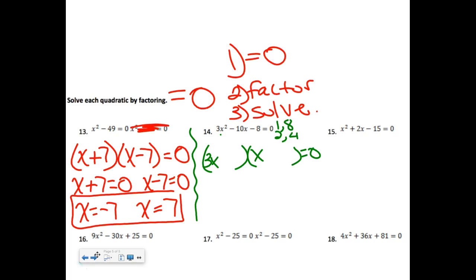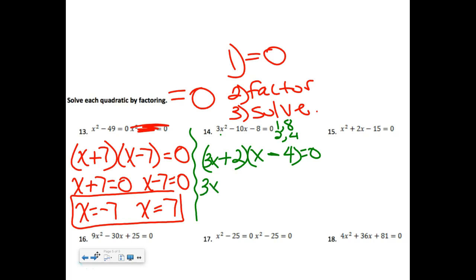But I'm trying to get to 10, so I probably should multiply that 3 to the 8. So I'm going to try the 4 here and the 2 here. I know 3 times 4 is 12. This here is going to give me 2. I'm trying to get to negative 10. So I'm going to make the 12 negative and the 2 positive. And when I do that, I'm getting negative 10.